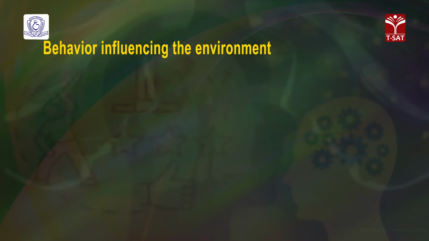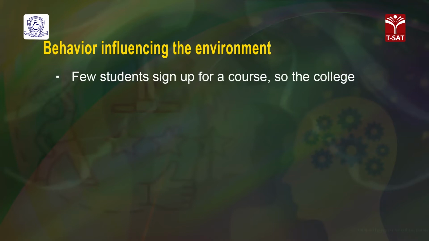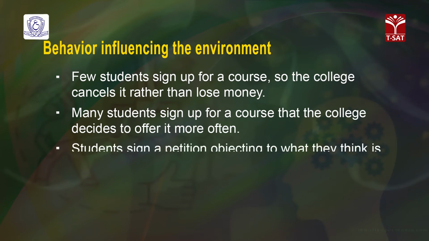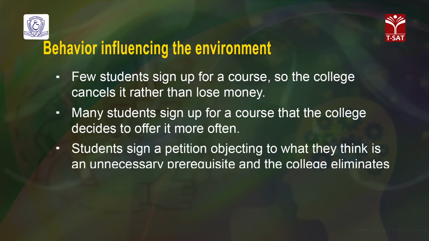2. Behavior influencing the environment. Too few students sign up for a course, so the college cancels it rather than lose money. Or many students sign up for a course, so the college decides to offer it more often. Students sign a petition objecting to what they think is an unnecessary prerequisite, and the college eliminates this requirement.